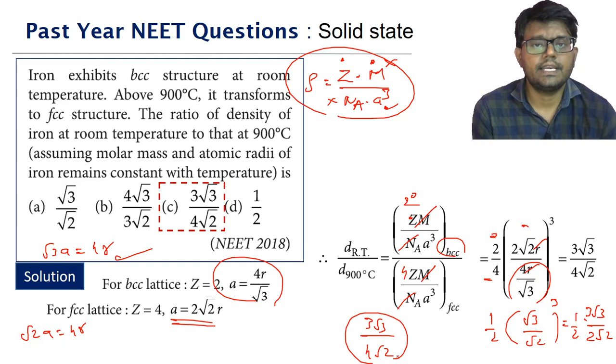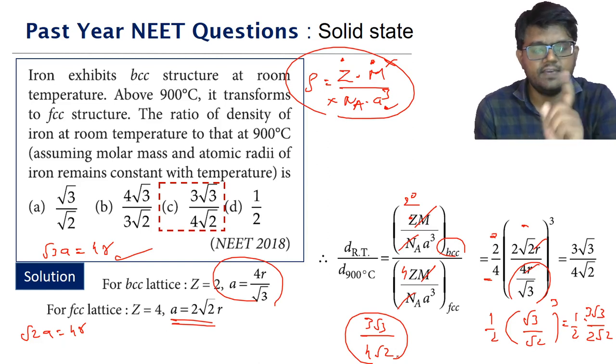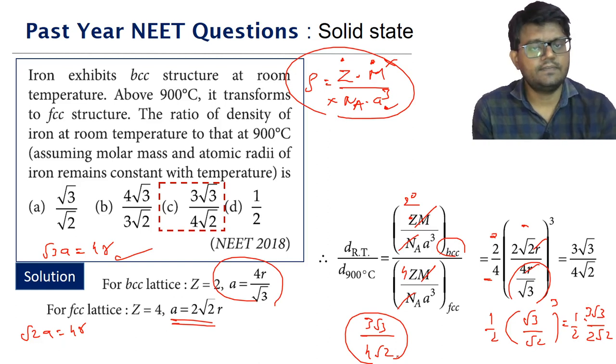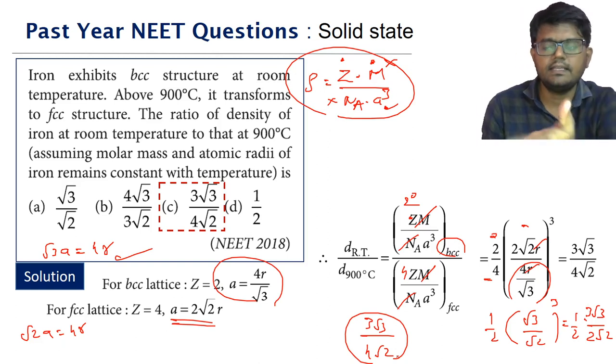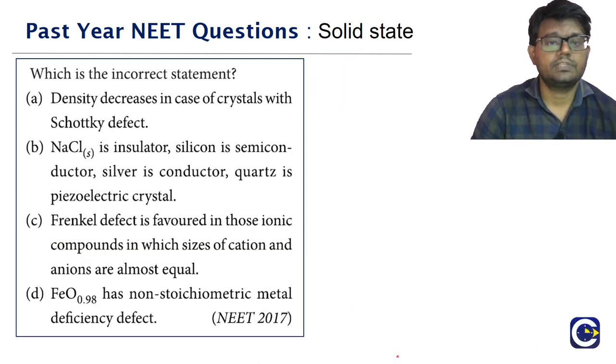To solve this question, what are the things that we need to be convenient with? One, the radius relation in terms of the BCC arrangement and then FCC arrangement for the metallic type of lattice. So in case of BCC, root 3A is equal to body diagonal, which is equal to 4R. In case of FCC, face diagonal, root 2A is equal to 4R. And the Z value for BCC will be 2, Z value for FCC will be 4. Other than that, it's just a ratio question. Clear, guys? We'll go to the next question.